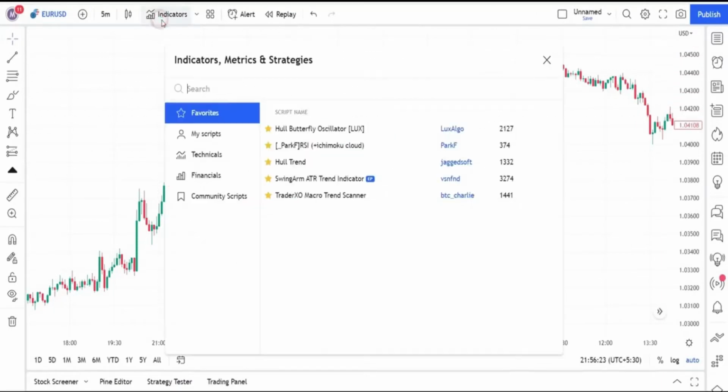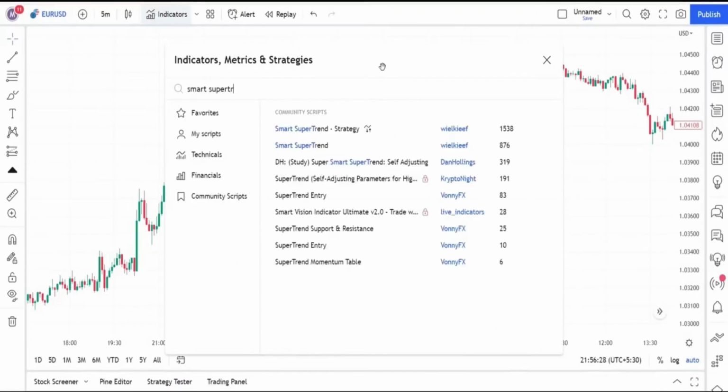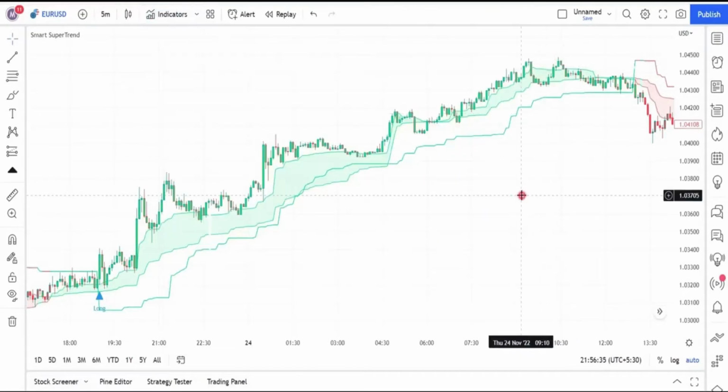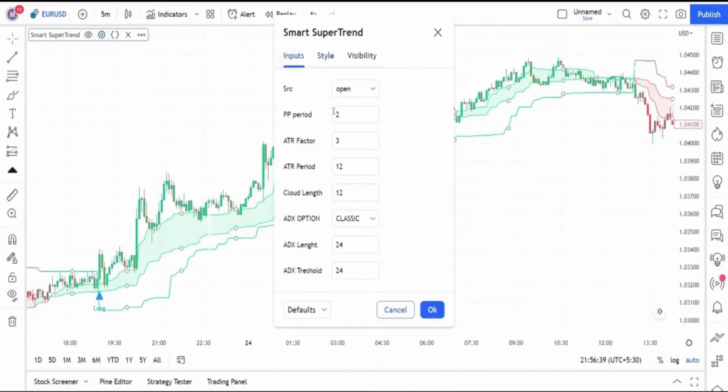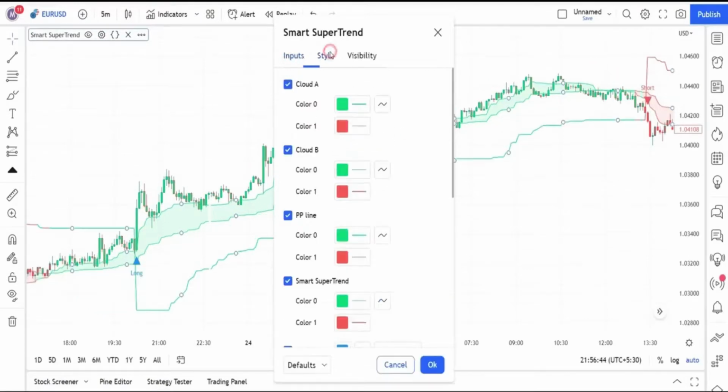In the indicators tab, search for Smart Super Trend and apply it to your charts. Open the settings of this indicator by clicking on the gear icon. First, in the inputs tab, change the ATR factor to 6. Then go to the style section, and follow my steps.